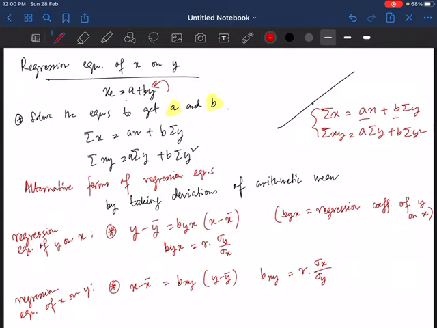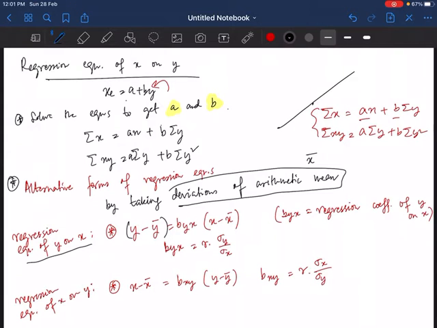Okay. Now there are some alternative forms of this regression equation. What are the alternative forms? The alternative forms are taken from the deviations of the arithmetic mean. You know arithmetic mean is what? X bar. So what is that alternative method? The alternative method is given by regression of y on x. If I have to find the regression of y on x, that can be found out by y minus y bar, that is the deviation from the mean.